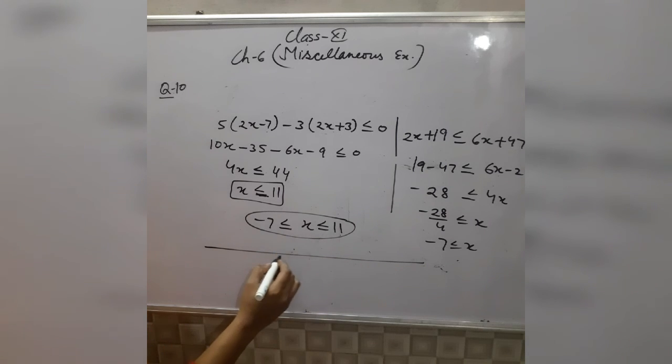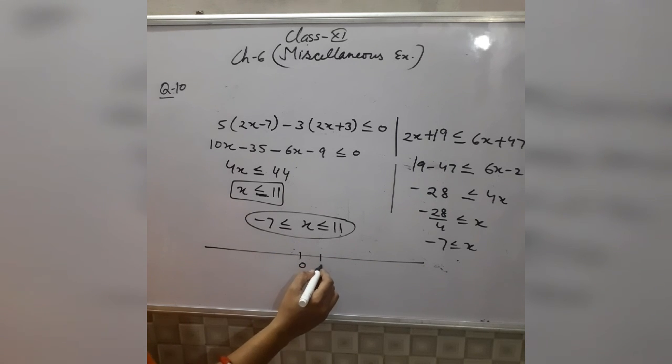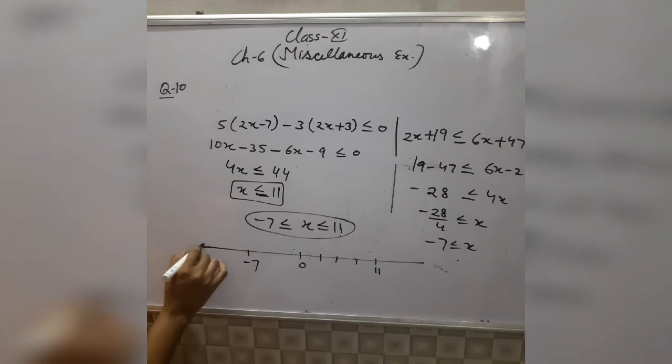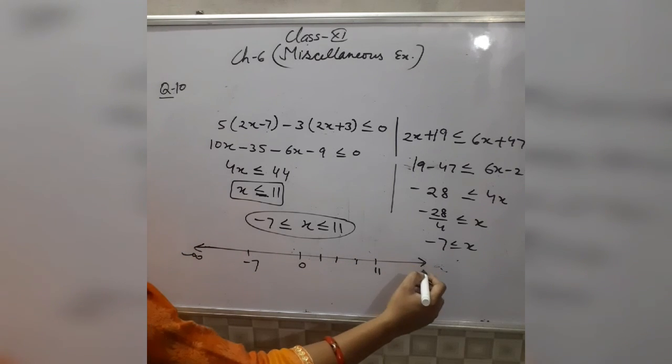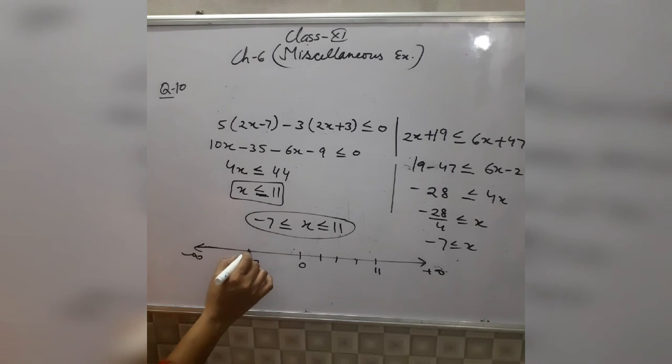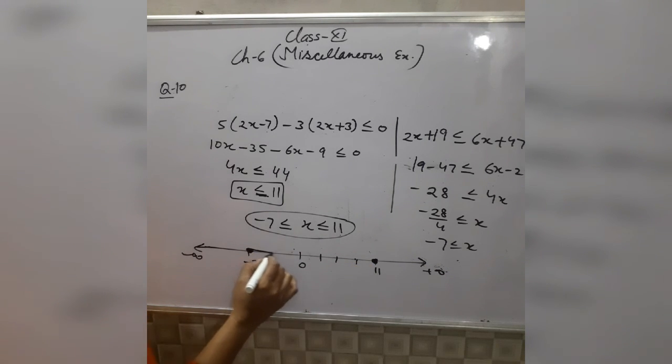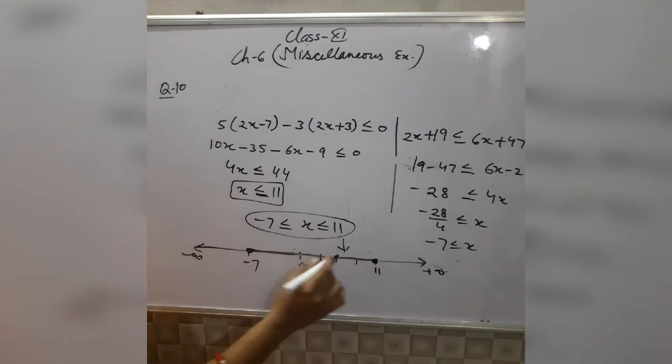In this case, the equal to sign is given to you. That's why let us suppose this is plus 11 and this is minus 4. This is minus infinity, this is plus infinity. So in this case, you will darken this minus 4 point and this point 11, and all the points that lie between minus 4 and 11. So this is the solution of this inequality on the number line.